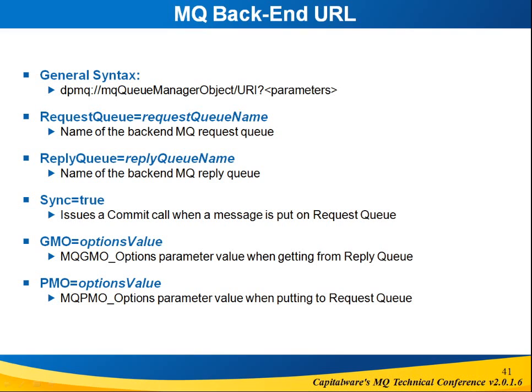If you leave that parameter off, or you set it to sync equals false, then it will simply put the message onto that queue and not do a commit. And this has ramifications under certain circumstances, which I'll talk about in more detail later. GMO equals, this is where you can arithmetically add together the GMO options values to control how the message is retrieved from the reply queue. And PMO equals lets you do a similar thing when you put the message onto the request queue. Both of these can be used to override the queue manager connection object parameter values that you've got set.